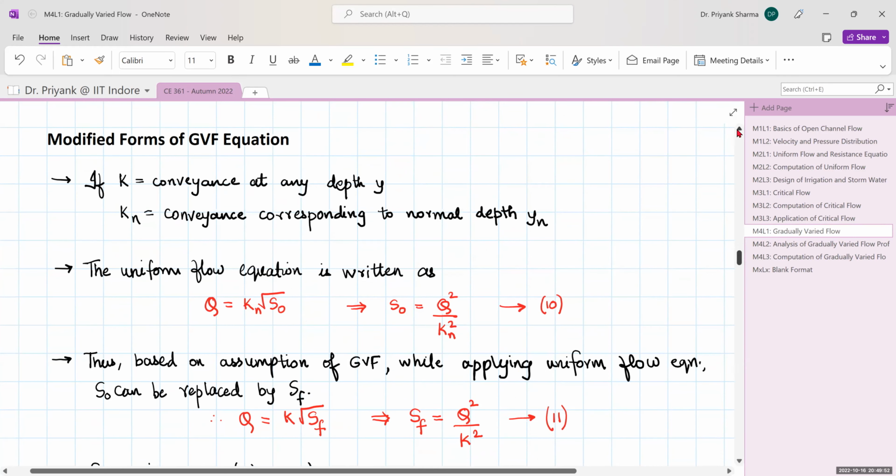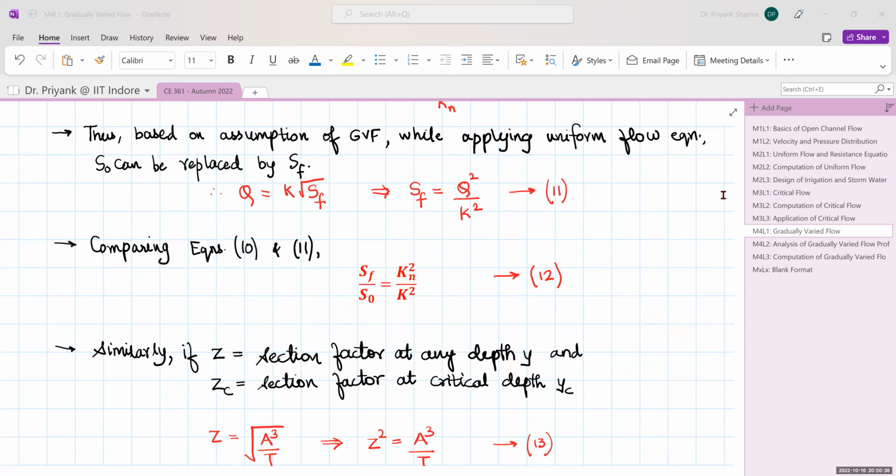So first we discuss the conveyance. You know conveyance is a discharge carrying capacity per unit longitudinal slope. So conveyance at any depth y is K, and Kn is the conveyance corresponding to your normal depth yn. So the uniform flow equation, Q is equal to Kn under root S naught, where S naught is Q square upon Kn square. So based on the assumption of GVF, when we apply the uniform flow equation, as I discussed previously, S naught can be replaced by SF. So for the GVF case, Q is equal to K under root SF, where SF is equal to Q square upon K square. So we get these equations 10 and 11 in terms of the conveyance.